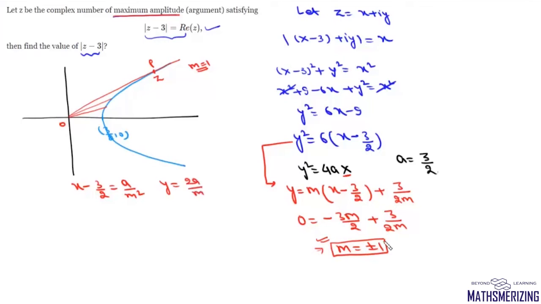Now we'll put the value of a and m. Now a is 3 by 2 and m is 1. So we'll get x as 3 and y as 3. So this point P, its coordinate will be 3, 3, and this z is 3 plus 3 iota. Now we need to find the value of mod z minus 3. So mod z minus 3 will simply be mod of 3 iota, and mod of 3 iota is 3. So answer to this question is 3.